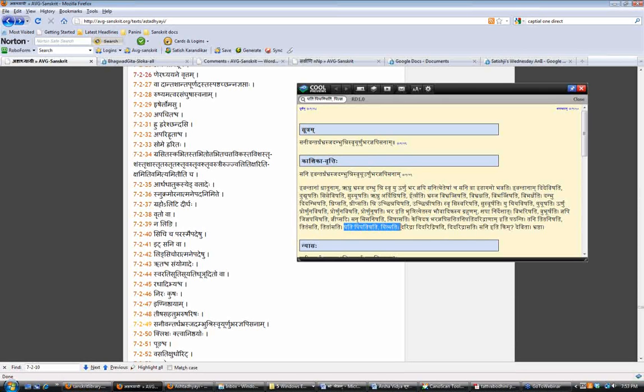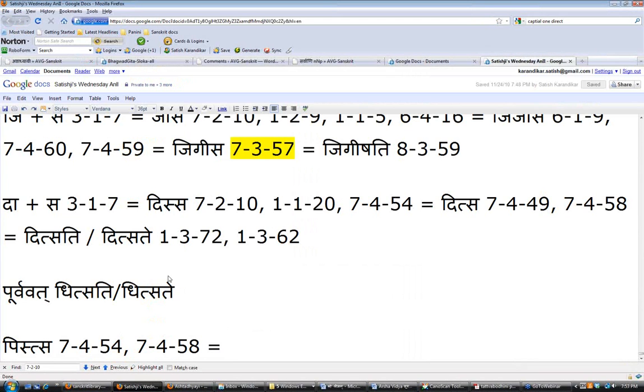So we get these forms: pipatishati, pitsati. Pipatishati, pitsati. Okay, let's put this right now in the document. In fact, we should not have gone so fast. So we should just put here 7-2-49 first of all. 7-2-49. And this one is the idabhava pakshe.